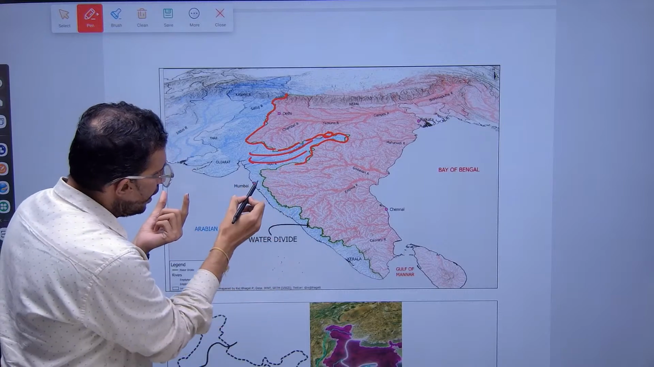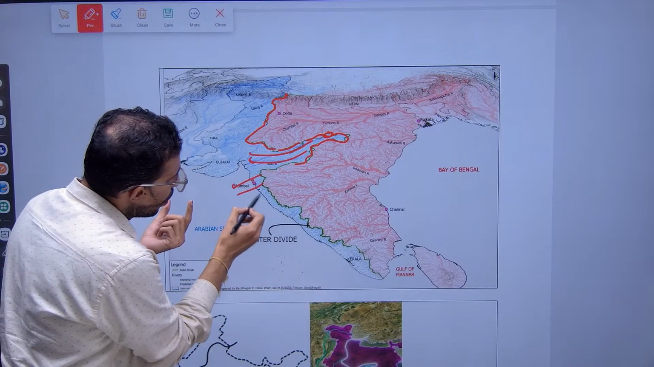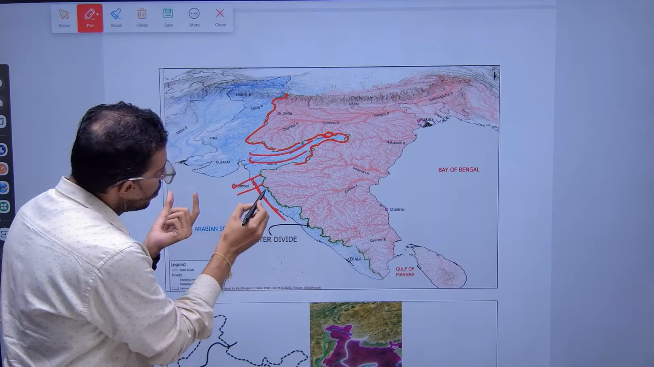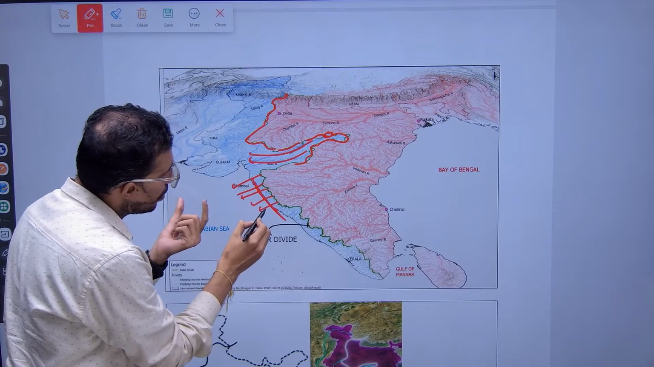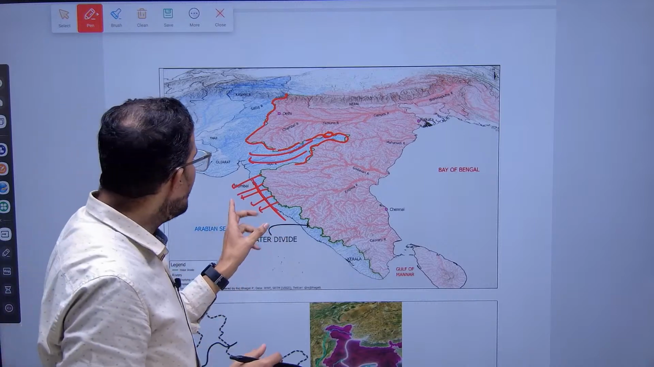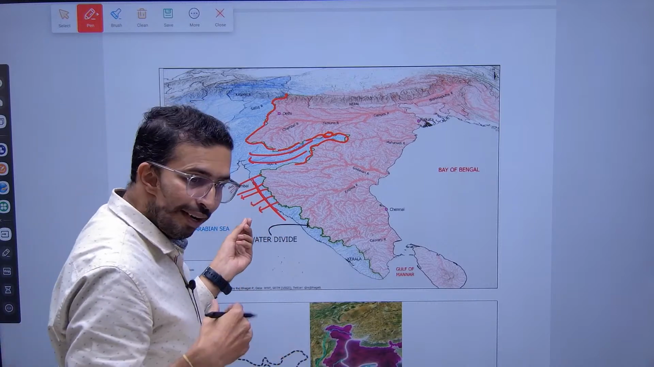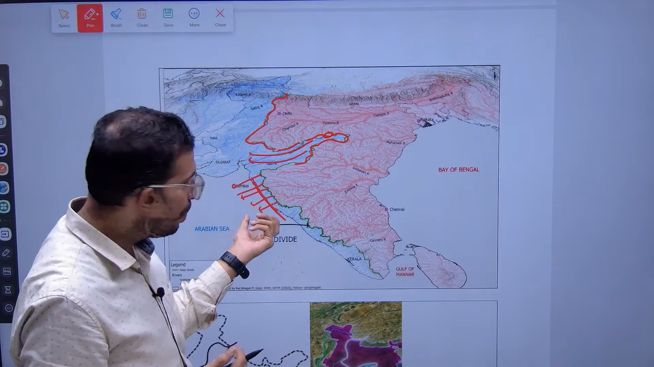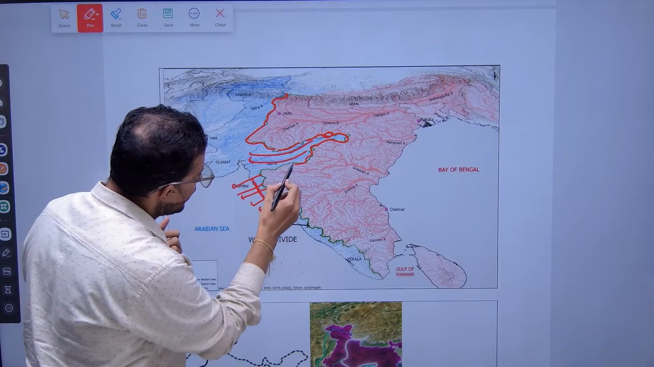So if you see, this is the Konkan region in Maharashtra. The Konkan rivers flow westward of the Western Ghat and drain their system into the Arabian Sea. So this is the water divide.